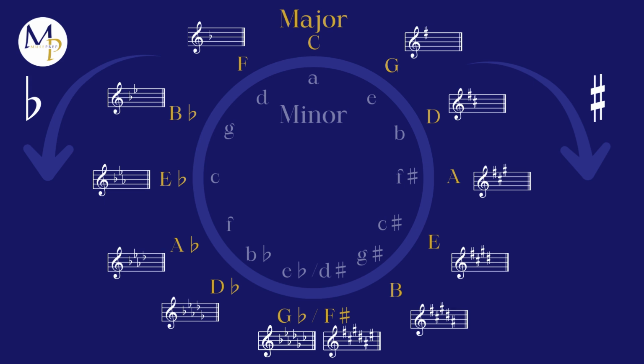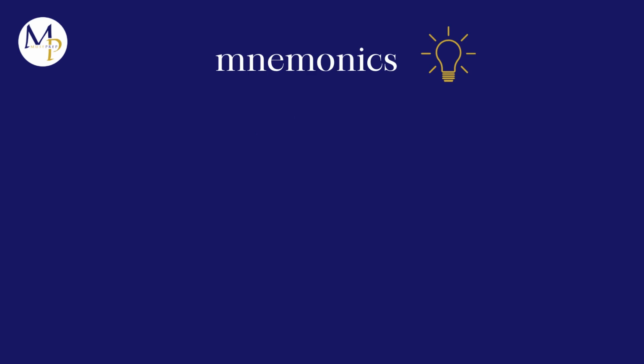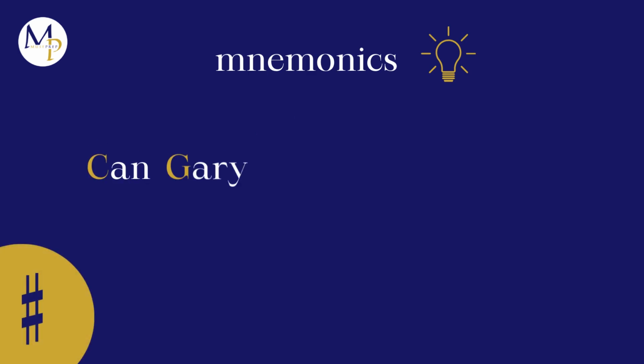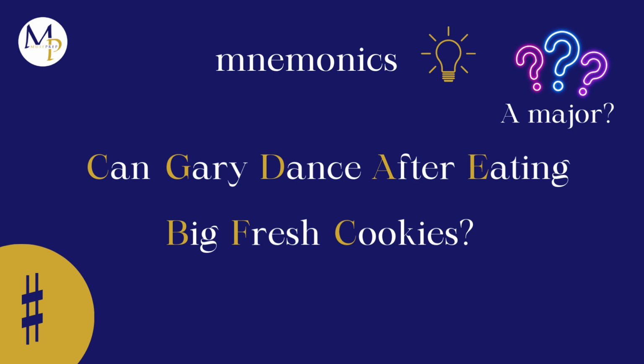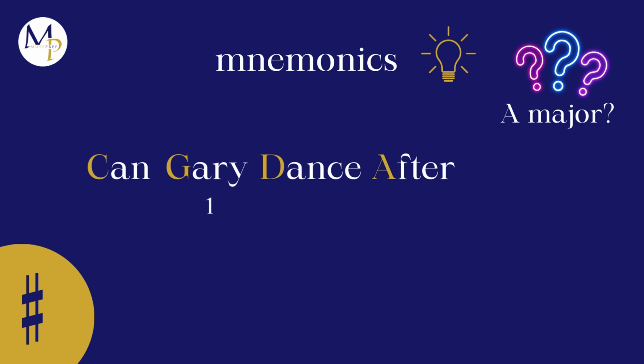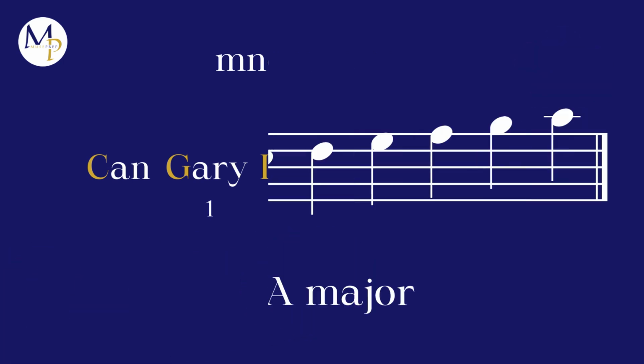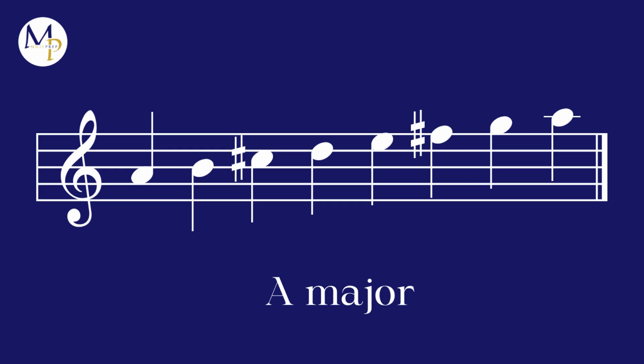But what if you don't have the circle at hand? Or forget the order of fifths? No problem. There are simple mnemonics you can use. For the sharp keys: Can Gary dance after eating big fresh cookies? So if you want to know how many sharps A major has, you continue the phrase up to "after." That's 3 steps from C, so A major has 3 sharps: F sharp, C sharp, and G sharp.